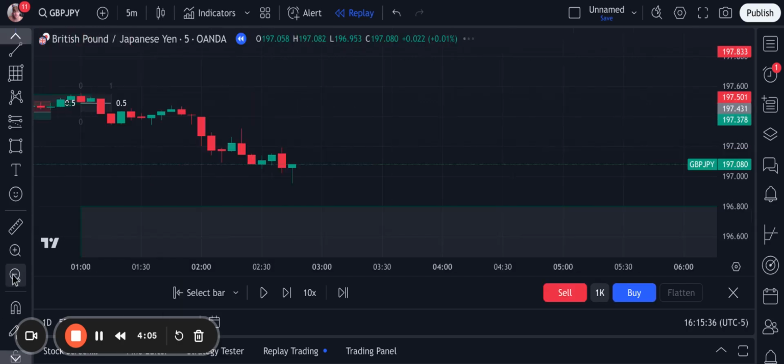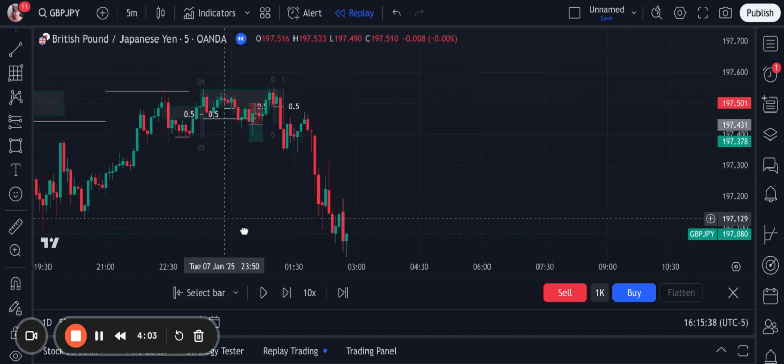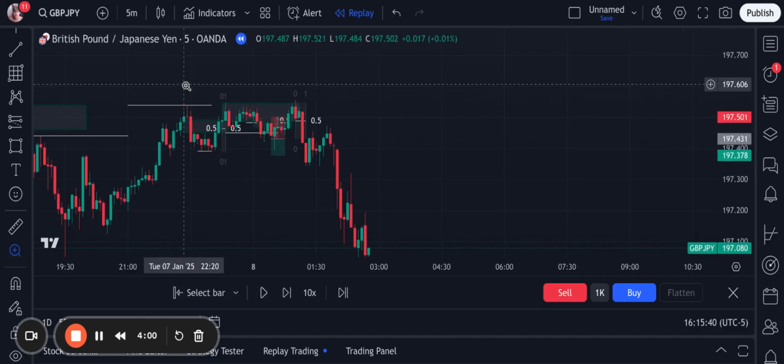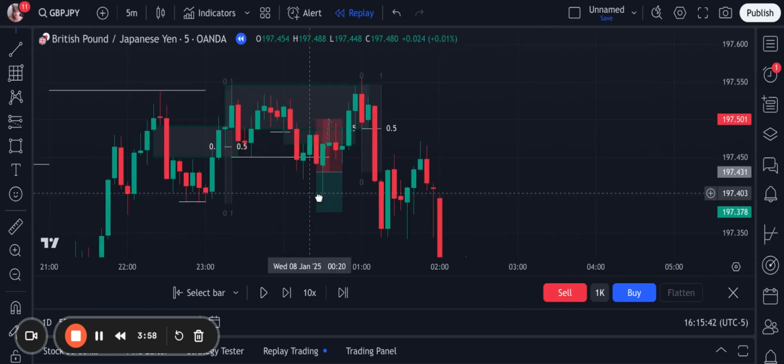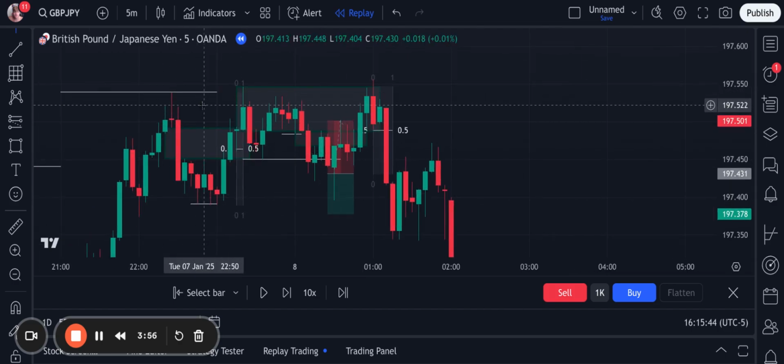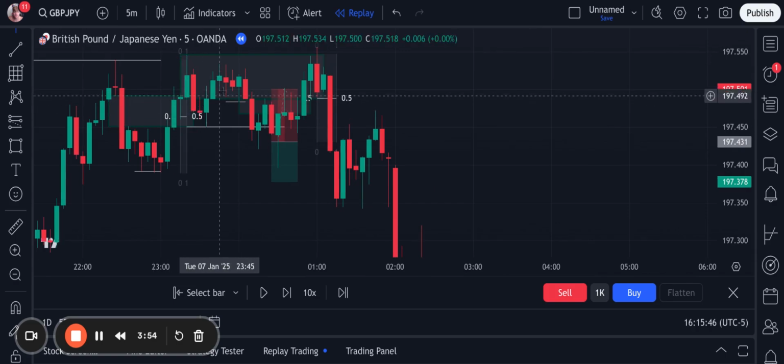Then I waited for a 5-minute break of structure to the downside after price swept the high, the 1-hour high, which was right here. Price swept the high, then gave me a break of structure to the downside with this bearish candlestick here, breaking this low right here.